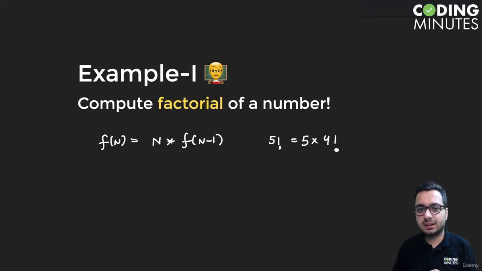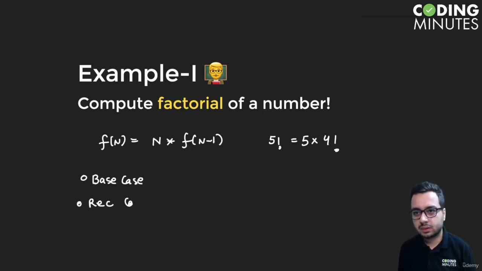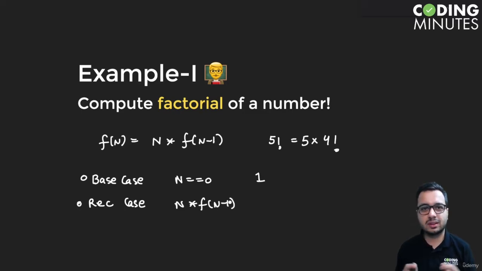And we discussed when we are going to solve a recursive problem, we will figure out two cases. One is a base case and second is a recursive case. In the base case, I know when the value of n is equal to 0, the answer of factorial should be 1, and in the recursive case I know the formula is nothing but n multiplied by f of n minus 1. So these are the only two things that we need to know.